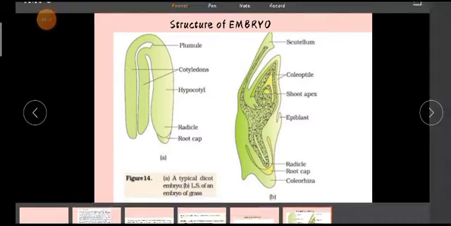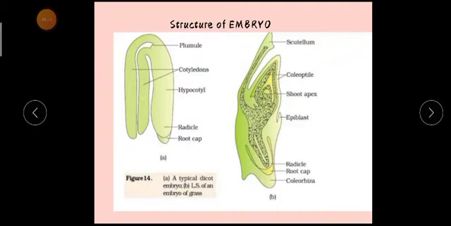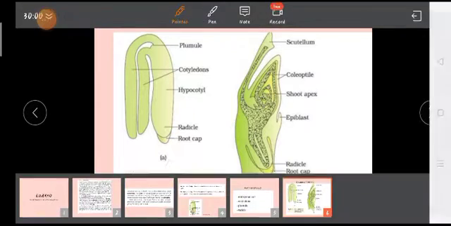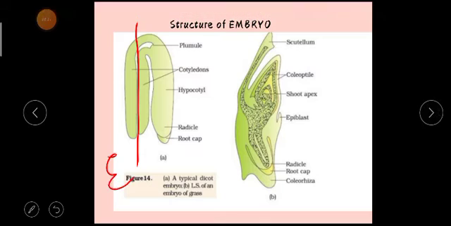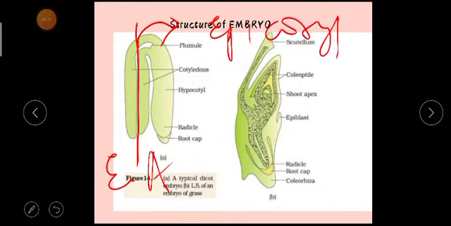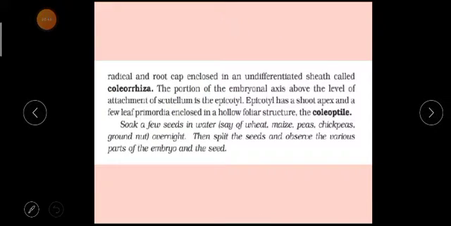If you see this diagram, these two are your cotyledons. Your embryonal axis will be in the middle. This is your embryonal axis, and this upper portion of the embryo is your epicotyl. Students, and this hypocotyl is the lower portion, and it always sticks to the radicle or root tip. And this is always covered by your root cap. Is it clear? So that is what this paragraph is trying to tell you.